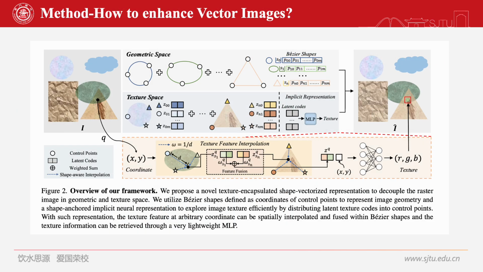And this is the overall framework of our method. Our framework decouples the raster image in geometric space and texture space using a texture-encapsulated shape vectorized representation. That is a parameterized shape representation and a shape-anchored implicit neural texture representation. We utilize the closed Bezier shapes defined as coordinates of control points to represent the fundamental geometric information in the image. Then we use a shape-anchored implicit neural texture representation to explore image textures.